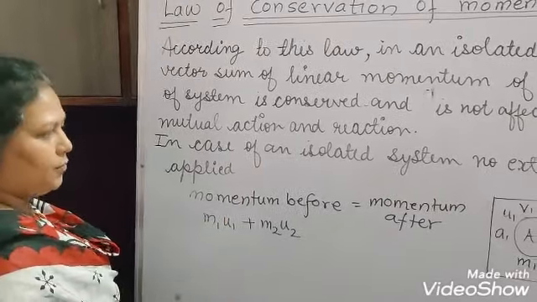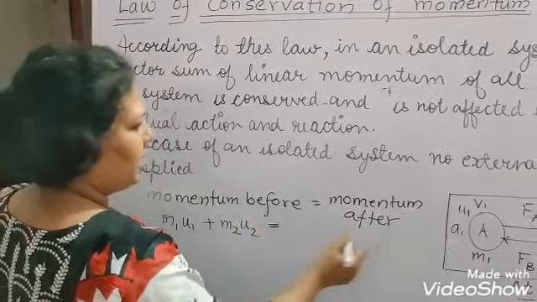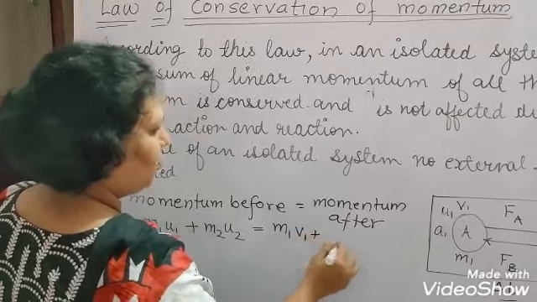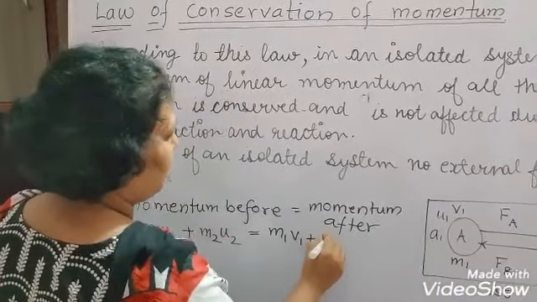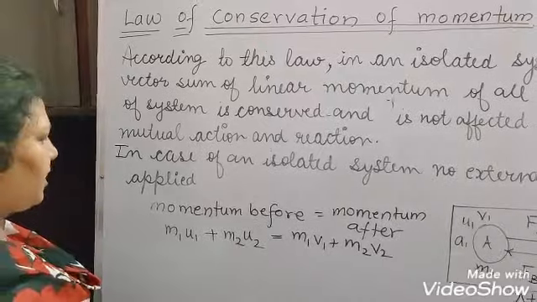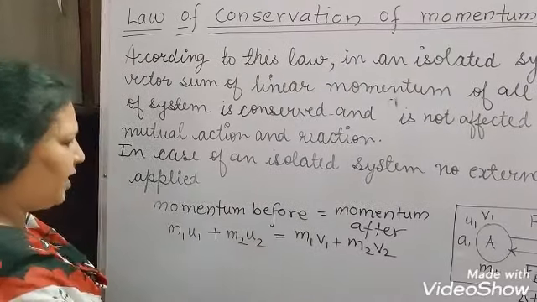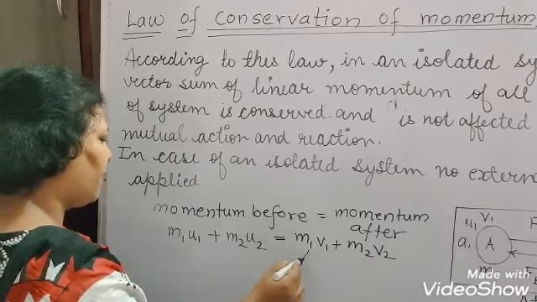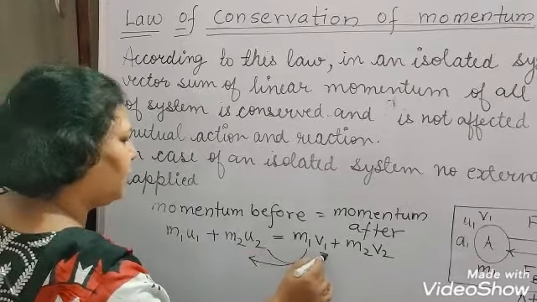Now after collision you can see that the momentum is m1 v1 for body A and m2 v2 for body B. So if you check here, you will find that we will transfer m1 v1 to this side and m2 v2 to this side.